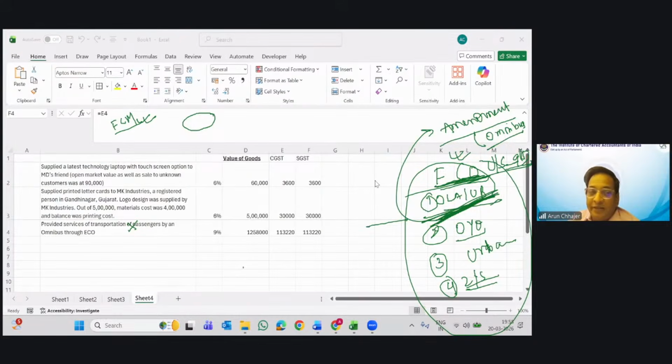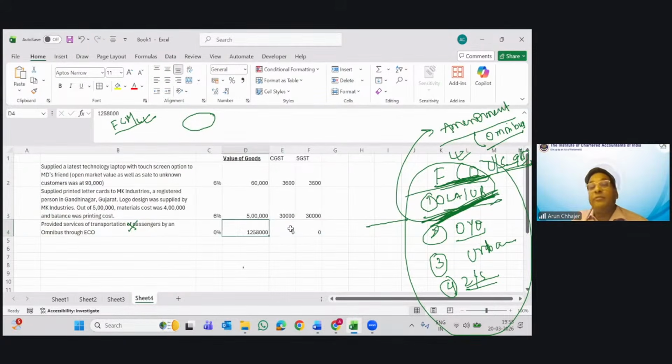What was the important point here? The important point was the supply of the omnibus. You need to check who is the supplier. A private limited company becomes a body corporate. It becomes a company, with omnibus supplied through ECO. It is not covered in 9(5). Had it been 9(5), then the tax liability would have been 0.